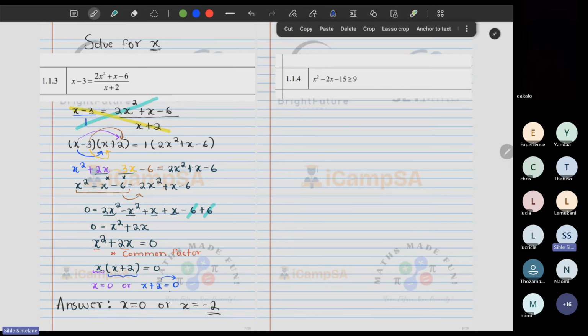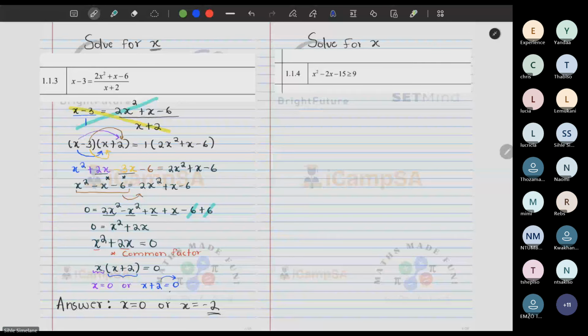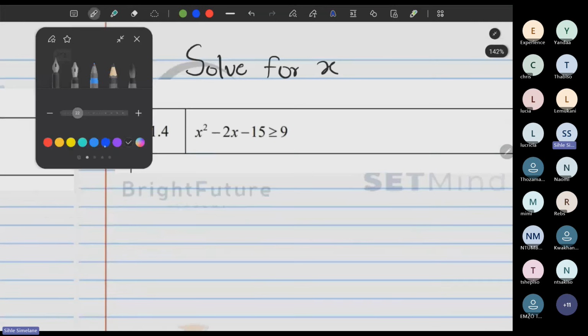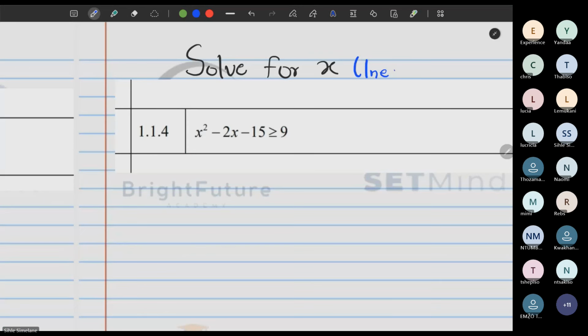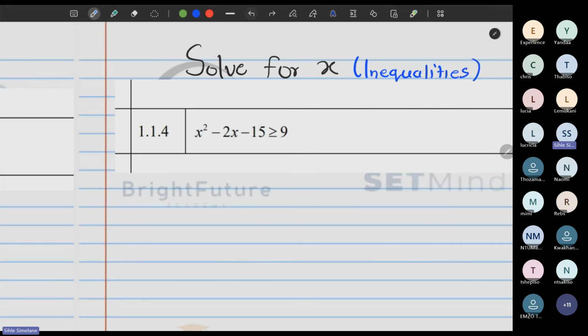And remember, on this one, guys, we are still solving for x. Solve for x. And this, guys, falls under something which you did back in grade 11, and that is called inequalities. So I'll need you to listen to me very carefully here. This is what we call inequalities because of the sign which we see here. It's not equal to, a very strange sign.